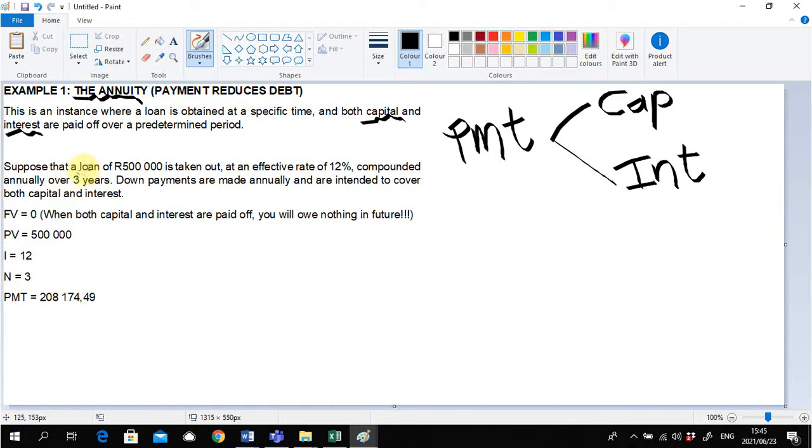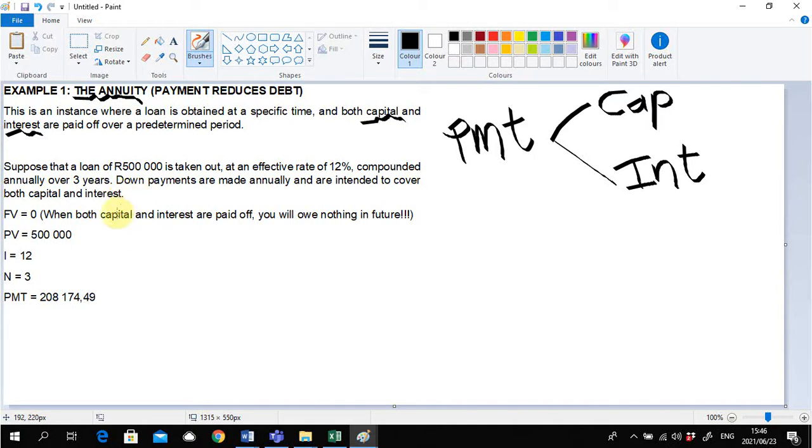It says, suppose that a loan of 500,000 is taken out at an effective rate of 12% compounded annually over 3 years. Down payments are made annually and they are intended to cover both the capital and the interest. So this means that in your financial calculator, you type your future value to be 0. And we do this because when you make a payment, the payment includes both the capital and interest that you owe to the financial institution, whichever one you obtained this loan from.